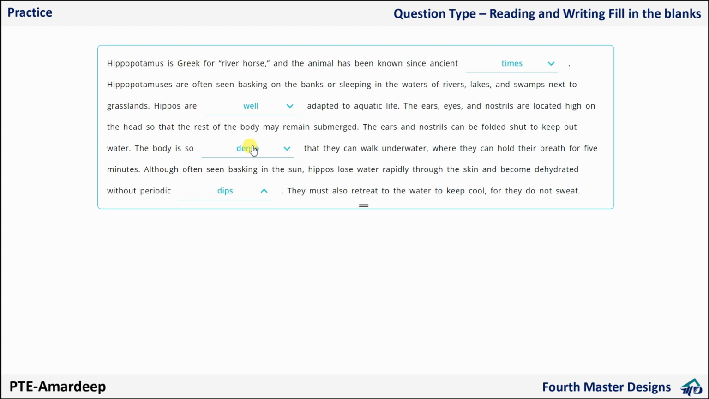Based on sense, eliminated. Smart doesn't make sense. They can be in water for 5 minutes, they can hold their breath, so it's not smart. Shallow doesn't make sense. Shrewd, different meaning. So I'm left with dense only. And this ancient times, I'm not discussing. If you face problems in these types of sentences, then it's going to be very difficult. These are fill in the blanks. Okay, guys. Now I'm jumping to the next one.